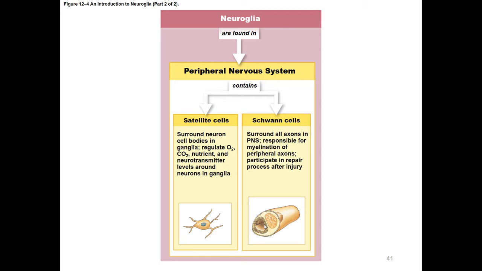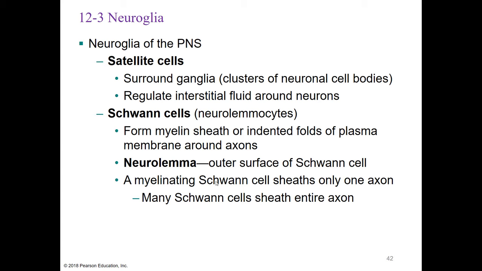Schwann cells are also responsible for myelination, just like the oligodendrocytes, but they look a little different with how they do it. So let's go to the satellite cell again. The satellite cells are going to surround the ganglia, which remember are clusters of cell bodies in the PNS, and they're going to regulate the fluid around the neurons. We said they're going to monitor gases like oxygen and CO2. Schwann cells are going to form myelin sheaths around the axons in the peripheral nervous system. So again, they're going to do what the oligodendrocyte did for the central nervous system.